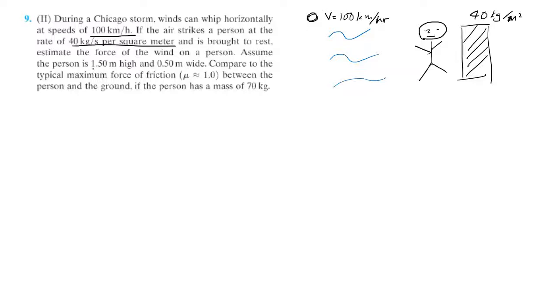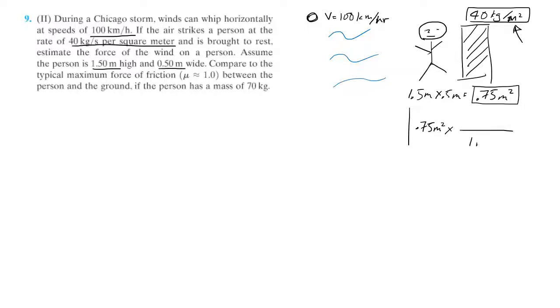Assume the person is 1.5 meters by 0.5 meters. Okay, so the unit for the flow of the wind is 40 kilograms per meter squared, but one person is actually 1.5 meters times 0.5 meters. That's going to be 0.75 meters squared. Okay, so a little bit of conversions. Number one, let's convert the flow from 40 kilograms. You know what? I'm going to start with the person. If you have a 0.75 meter squared person, and we know that for every 1 meter squared, you get 40 kilograms of air, of wind. That means there's 30 kilograms of wind for this person.